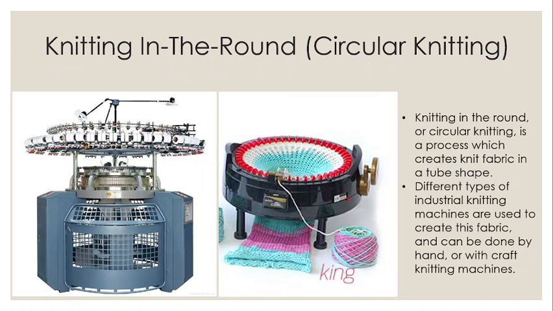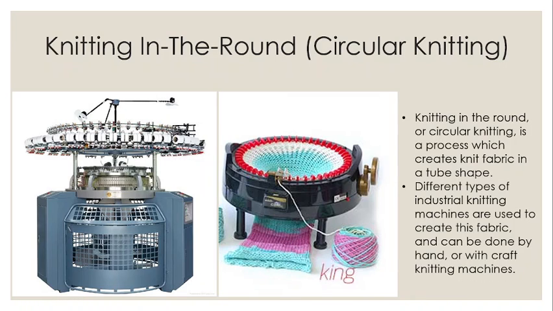The other main style of knitting is called knitting in the round or circular knitting. They are done in different machines, both by hand and by machine. On the left, we can see a circular knitting machine on the commercial or industrial scale. Here we can see it's still a knitting machine, not quite hand knitting, but on the craft scale. And you can actually see a lot easier what's going on with the circular knitting.